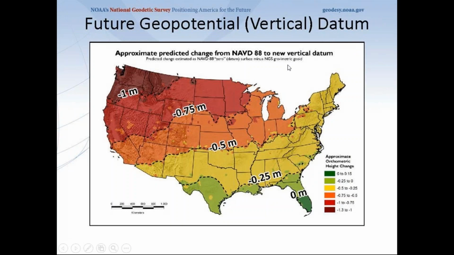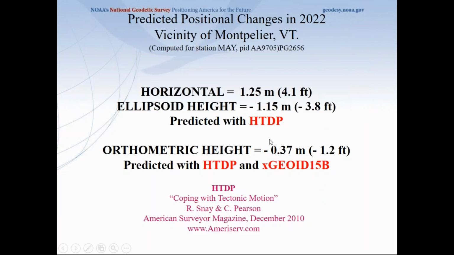Our orthometric heights, so the heights that we use for determining or showing the direction of water flow. These are the type of changes we're expecting to see across CONUS. And a little bit of math tells me this is what I'm expecting, let's say in Montpelier. So those are the types of changes I'm expecting to see. Not an exact number, obviously, but an approximation of what I think the changes locally would be.